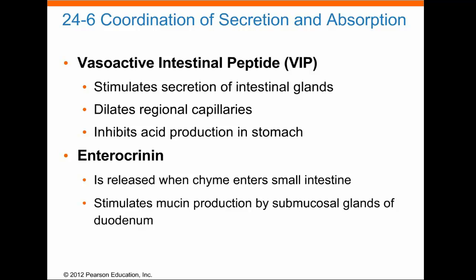Then enterocrinin is released when the chyme enters the small intestine, and it stimulates mucin production by the submucosal glands of the duodenum.